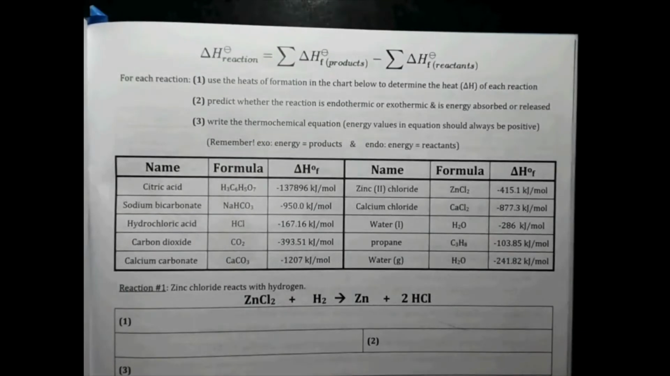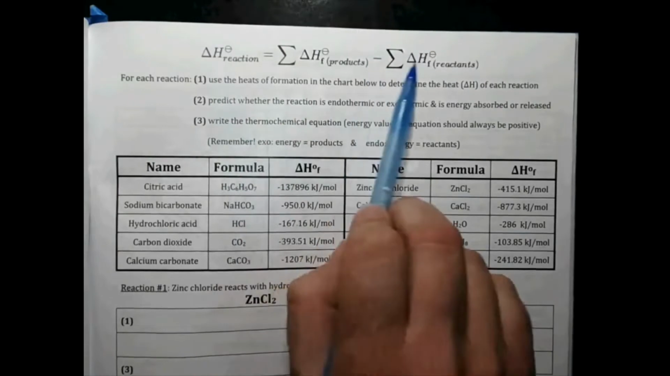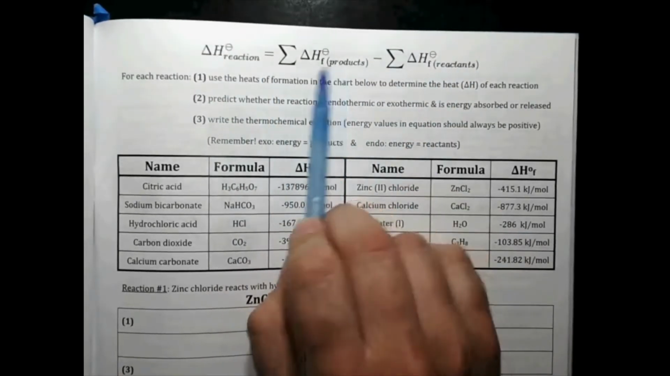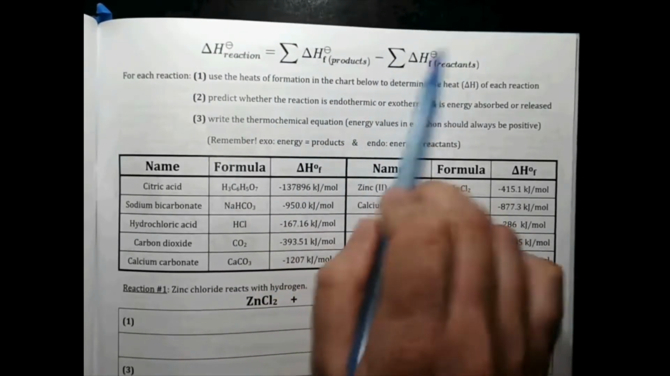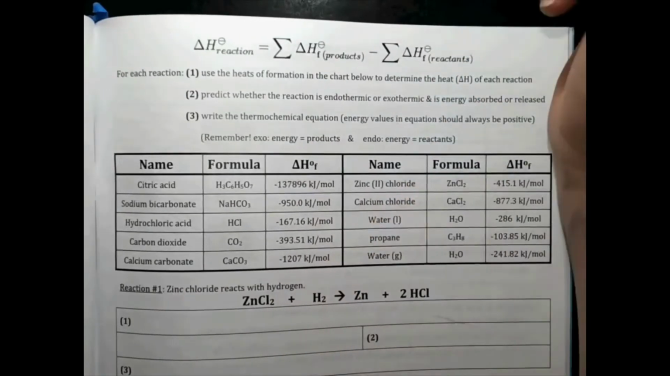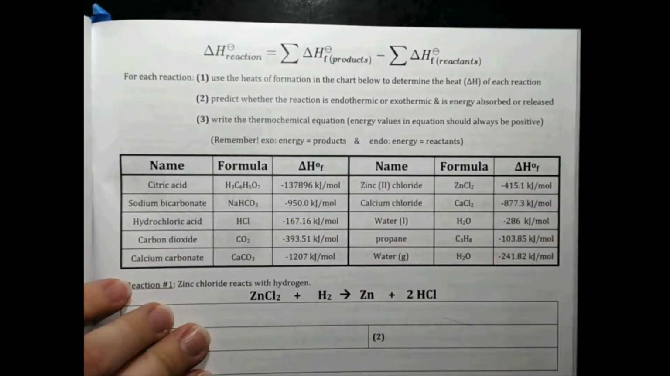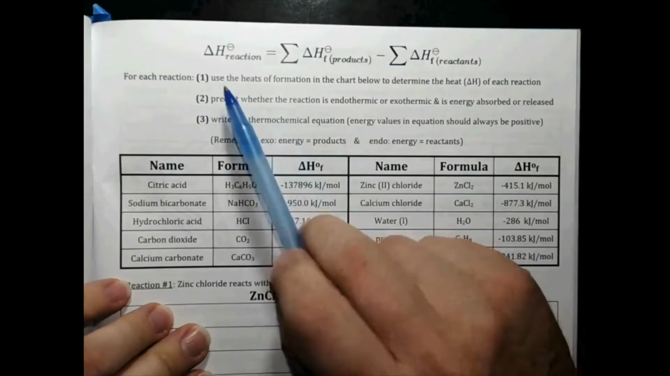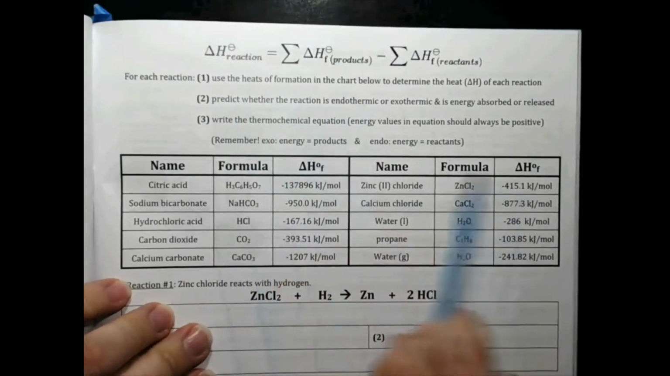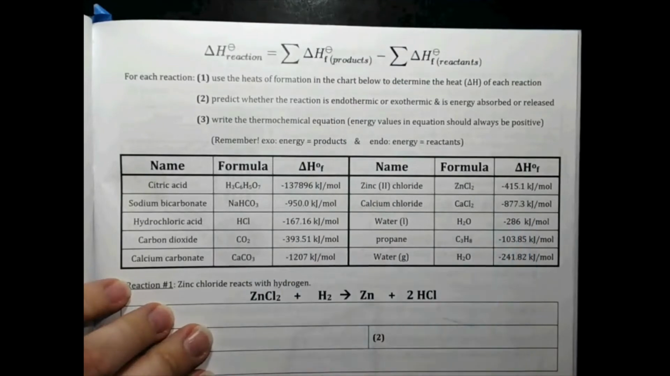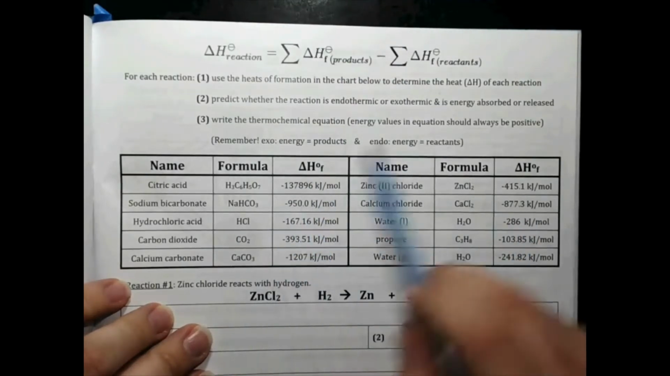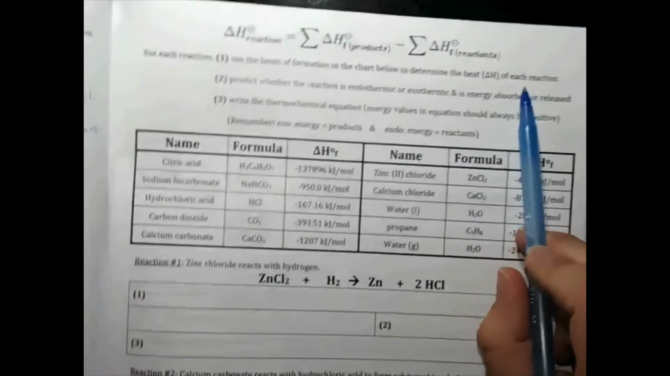Let's look at the top of the next page. Here's that formula again. The heat of reaction is the sum of the heat of your products minus the sum of the heat of your reactants. And again, the math here is, I promise, not very complicated. Here's what you do. For each reaction, use the heats of formation in the chart. I will always give you a chart. You don't have to memorize it. Use it in the chart to determine the heat for each reaction.